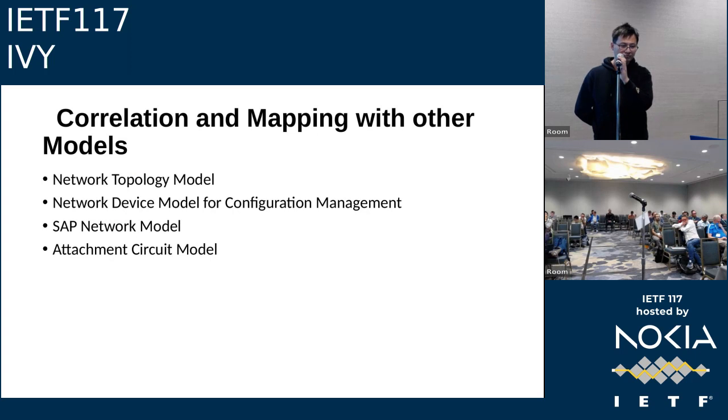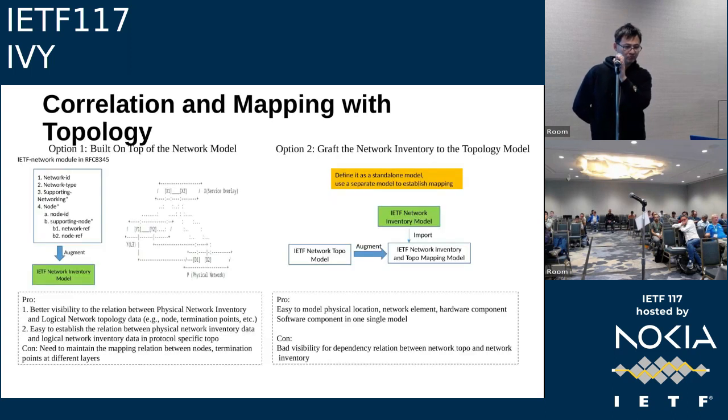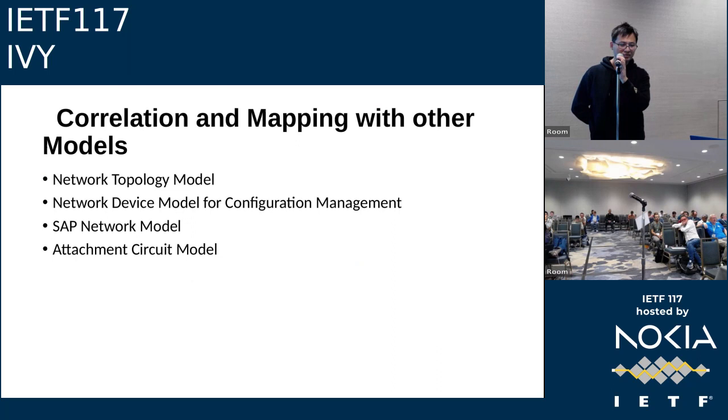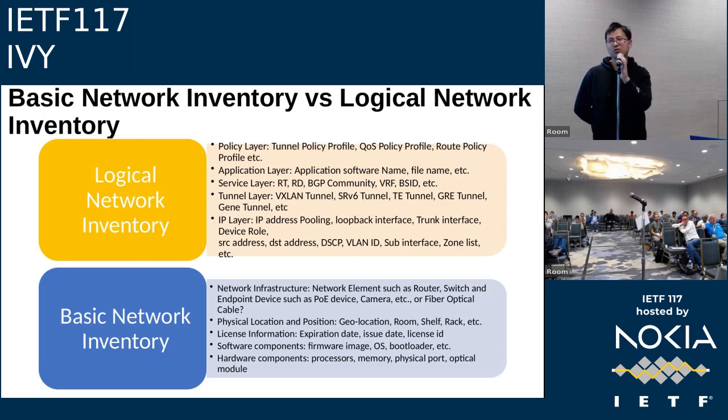I think I missed one slide. No, go back. Yeah, this one. So we can break down network inventory into the basic network inventory and logical network inventory. This logical network inventory will comprise various different resources, like resource IDs such as IP address or VLAN ID. These can be specified in various different network level models or device level models. By the way, now we don't have this logical network inventory model. Next.